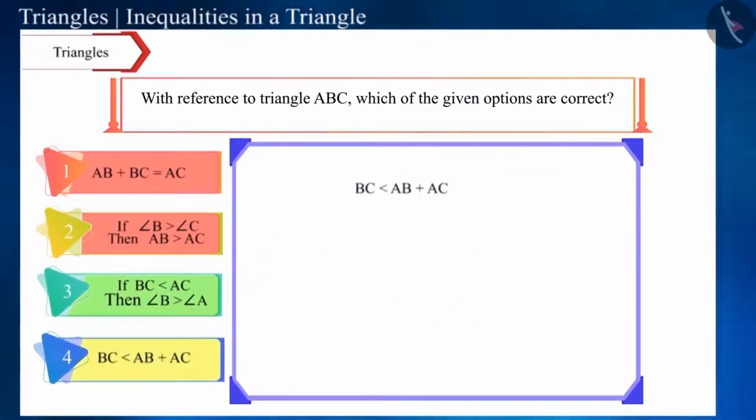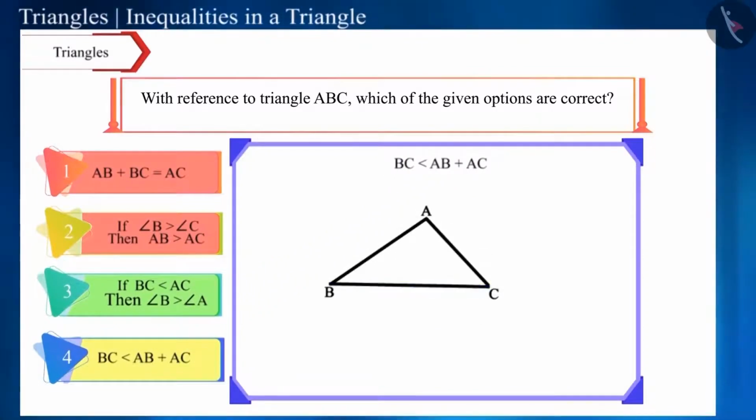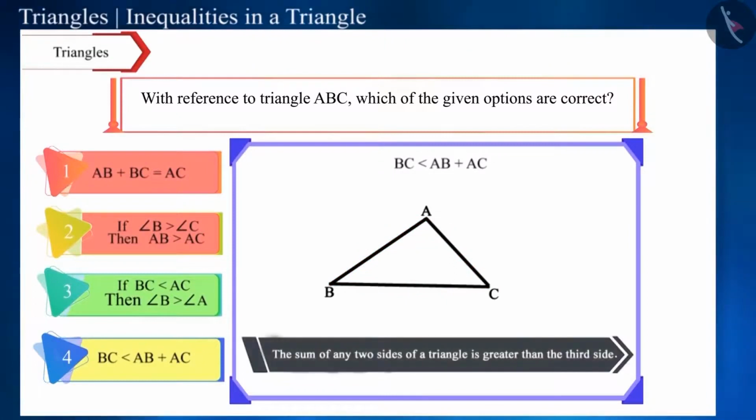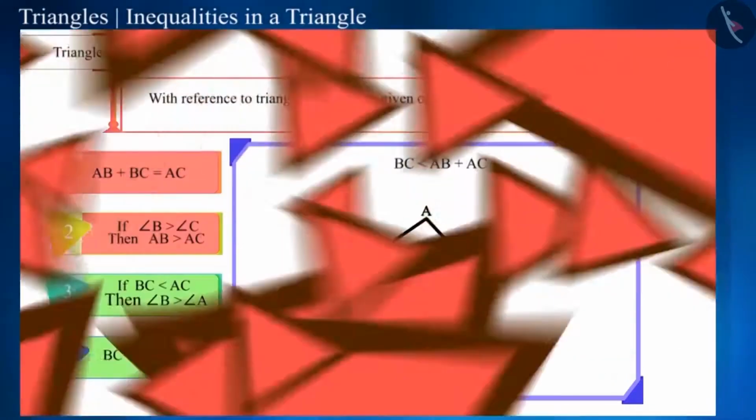Now let's take the last option. Side BC is smaller than the sum of side AB and side AC. These are the three sides of the triangle ABC, and the size of any one side of a triangle is smaller than the sum of the other two sides. So, this option is also correct. Let's take the next question.